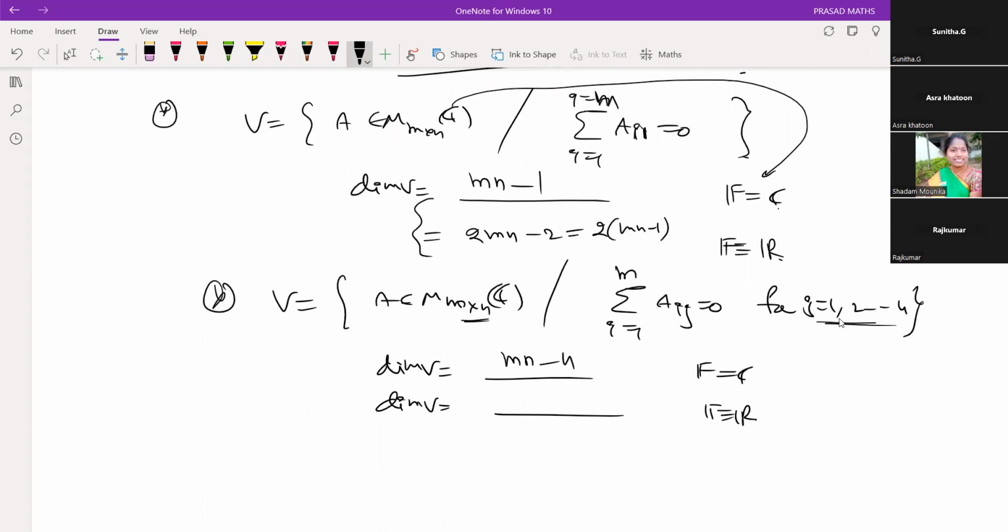Okay. Suppose you take the real field: 2mn minus 2n, because here things double. So this is what actually happens.